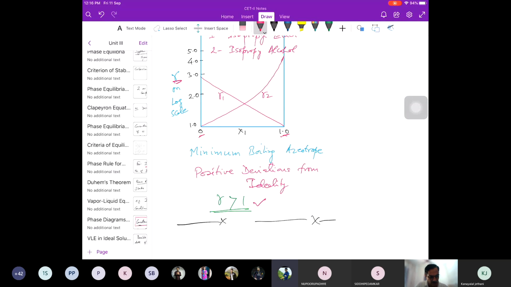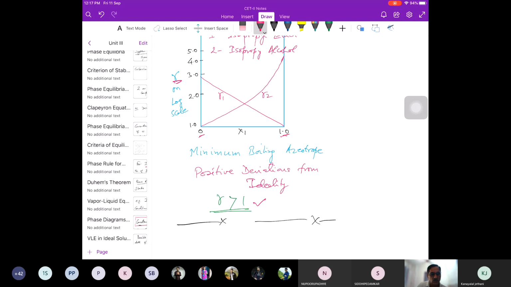So positive deviations का दो indication है. One is that partial pressure is greater than that given by Raoult's law, and second is gamma is greater than 1. Is this understood? Yes, sir.